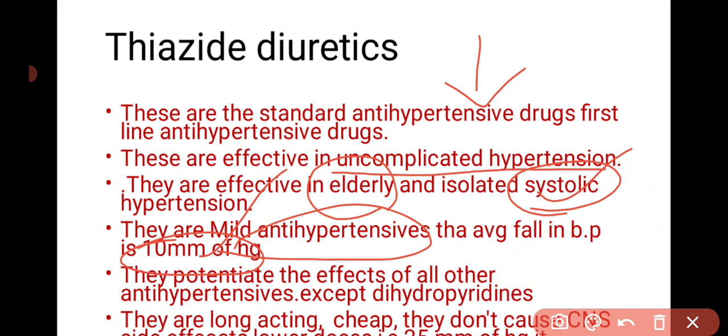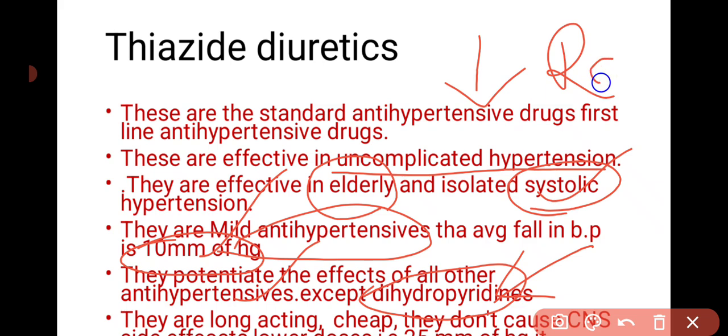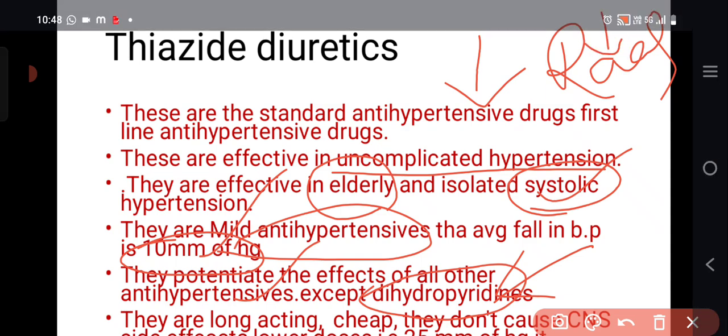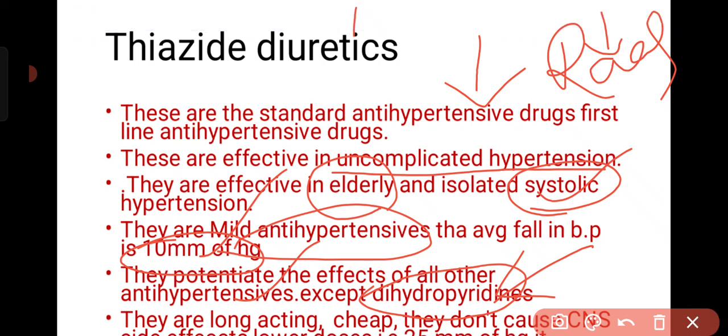They potentiate all other antihypertensive drugs except the dihydropyridines. Why? Dihydropyridines also cause fluid retention and RAS activation, whereas diuretics cause RAS activation too. That's why the diuretic effect of the thiazides is nullified, so they should not be used in combination with dihydropyridines.